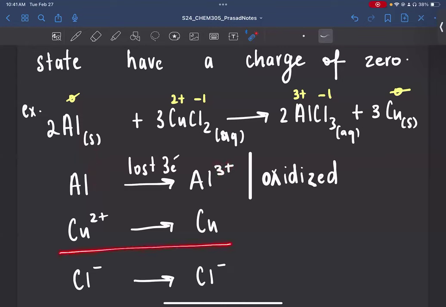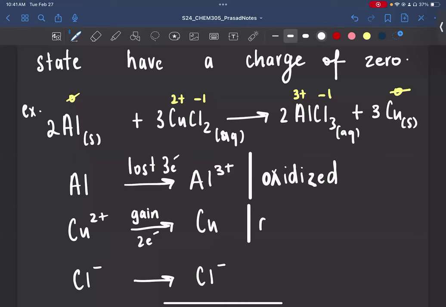Next up, we have copper. Copper starts off 2+. It becomes neutral. The only way for that to happen is if it gained 2 electrons. That is the only way for a charged species to become neutral. It's not oxidized. It is reduced.